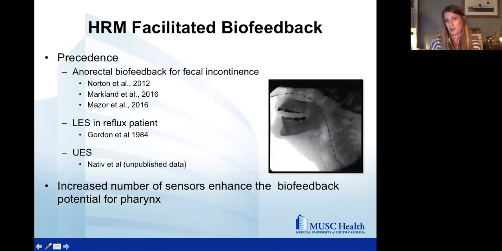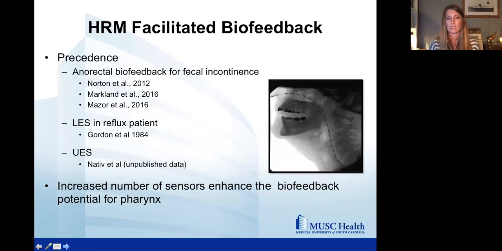Moving up more into where we're a little bit more comfortable, Gordon and colleagues presented a case in 1984, a case of a patient with reflux where they were able to train that patient to tighten the lower esophageal segment using HRM biofeedback. However, this wasn't ever reproduced in a larger cohort, so we just have this one case to go on.